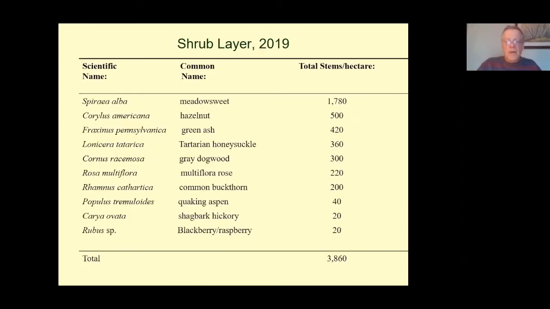In the shrub layer, tree sapling and shrub stem density was 3,860 stems per hectare. The most abundant shrub was meadowsweet, which occurred in a small wet prairie at the south end of the transect. The next most abundant shrub was hazelnut. And there were 3 non-native invasive shrub species, Tartarian honeysuckle, multiflora rose, and common buckthorn, which together comprise 780 stems per hectare, or 20% of all shrub layer stems.